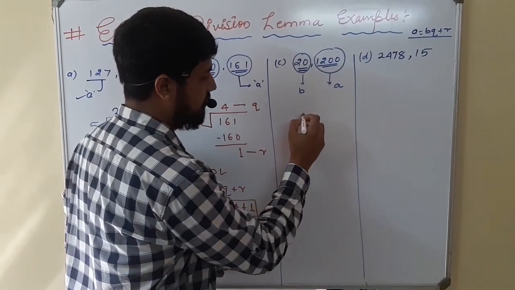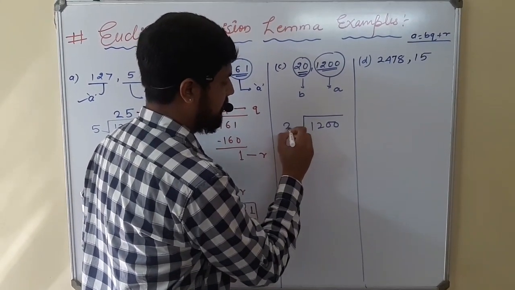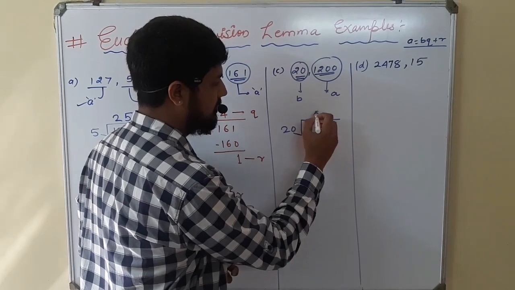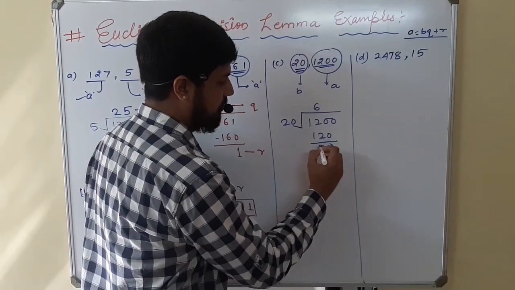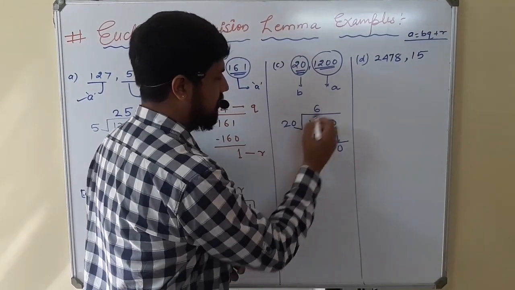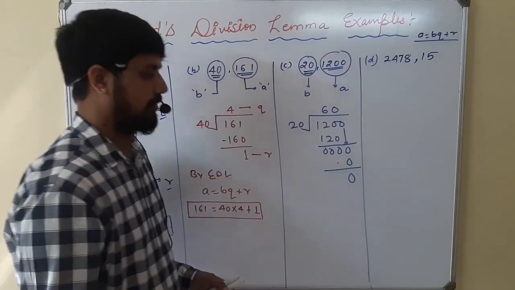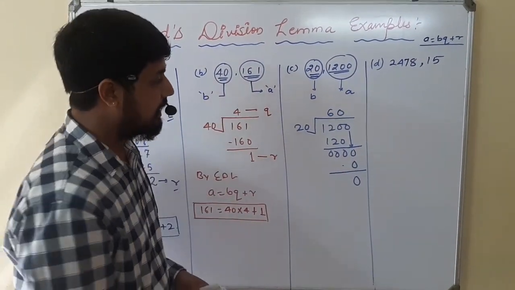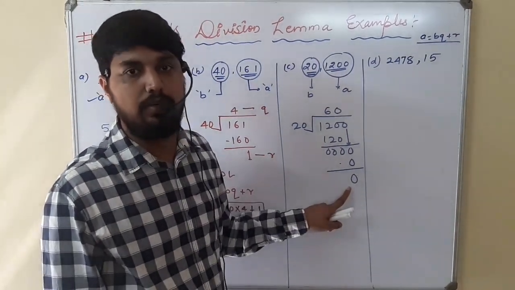So again here also we will perform the division. 1200 divided by 20. 20 sixes are 120, the remainder is 0, then this 0 we will carry forward. 20 zeros are 0, the remainder is 0. So now here we can see that in this case the value of remainder we got is 0.